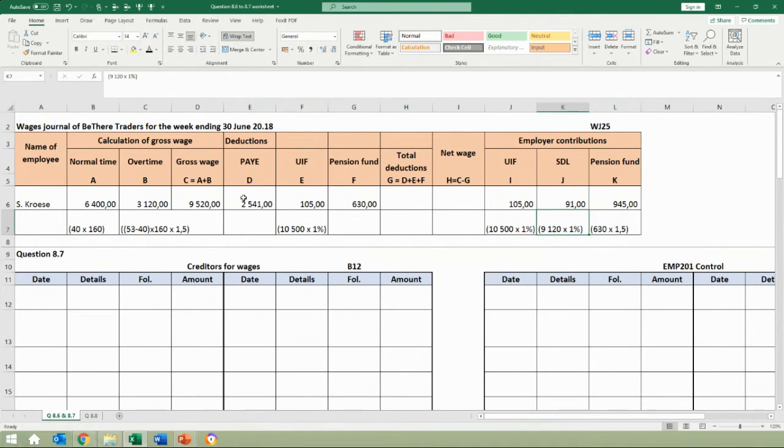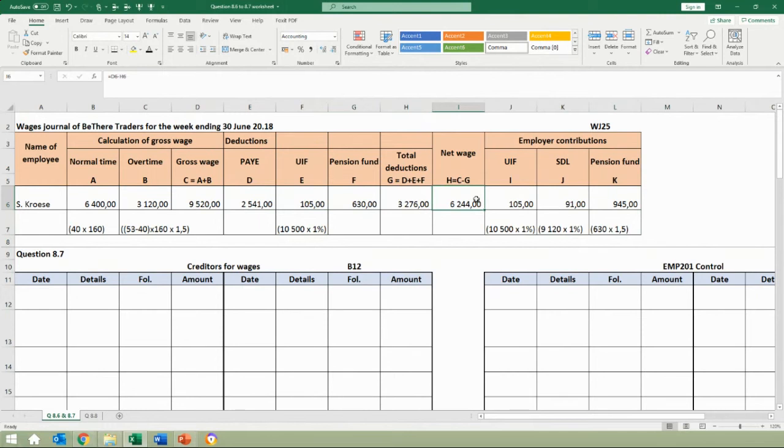Now, total deductions is our pay-as-you-earn, UIF and pension fund added together. So you have to work out the total deductions for that week. And then the net wage is your gross wage less your total deductions, which gives you an amount of 6,244 Rand. Okay, so that is the wage transaction.